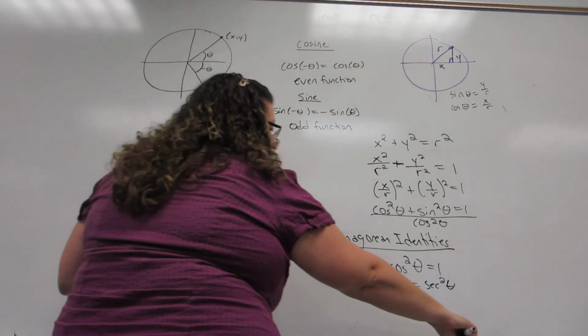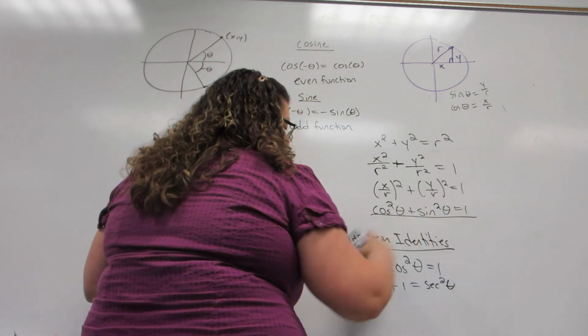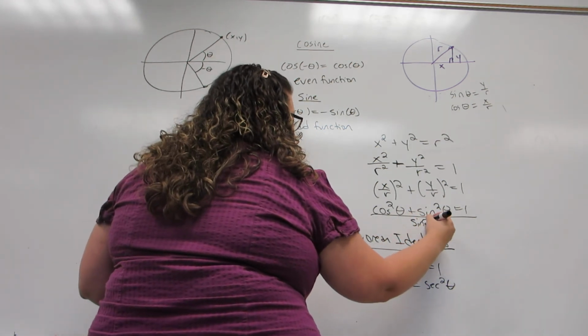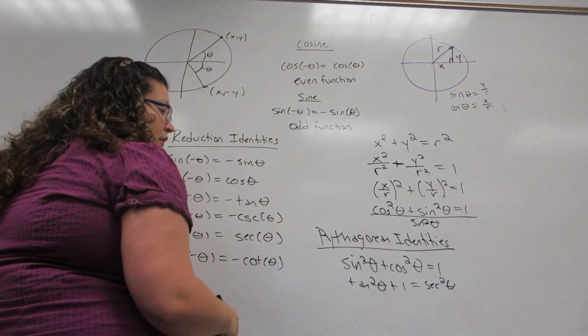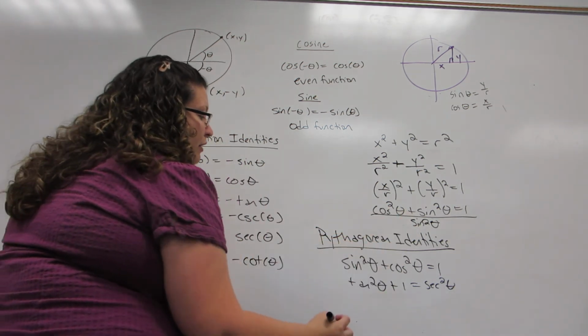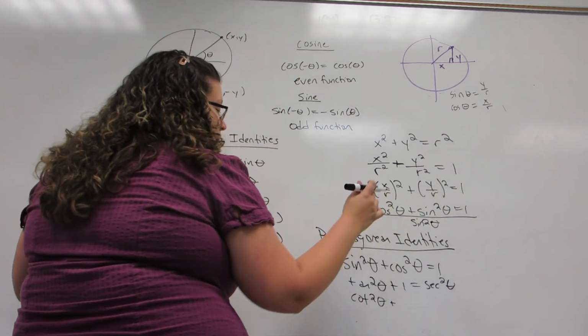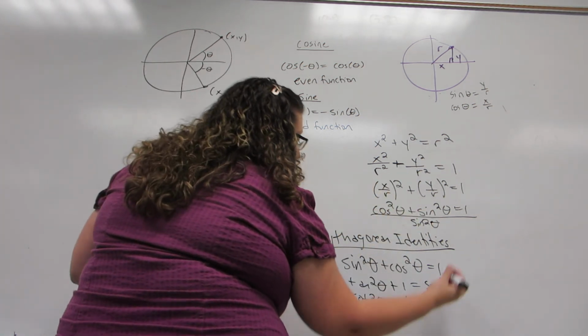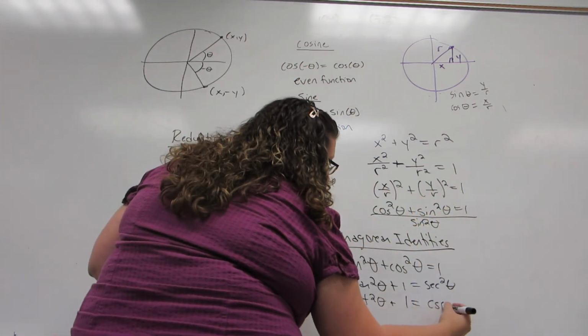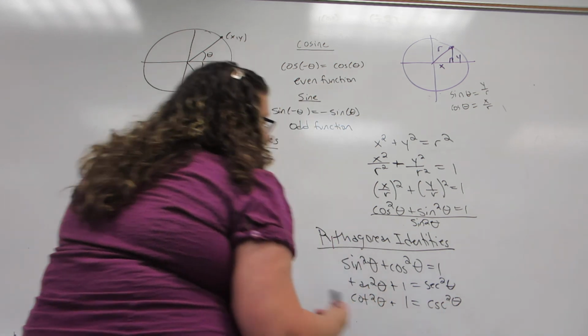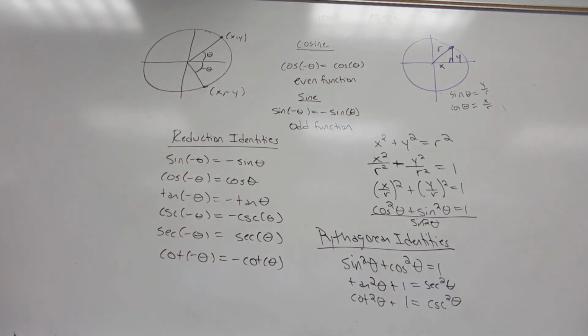If instead we take the original and divide through by sine squared of theta, we get cosine squared divided by sine squared is cotangent squared. Sine squared divided by sine squared is 1, and 1 divided by sine squared is cosecant squared. So we get our third of the Pythagorean identities. And together, these 3 identities form the most useful trigonometric identities.